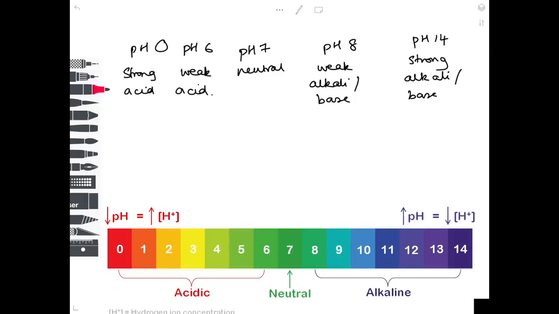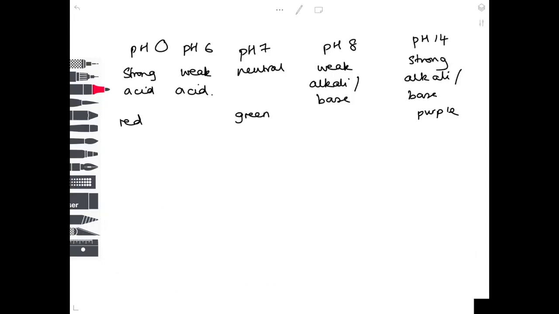And let's look at the colours. So neutral is green, you get quite purpley at the very strong alkali end, and you get red at the acid end. And we like universal indicator because that can basically show you what pH you have. You add the universal indicator to the solution, it turns a certain colour which you can compare to a scale and work out the approximate pH.